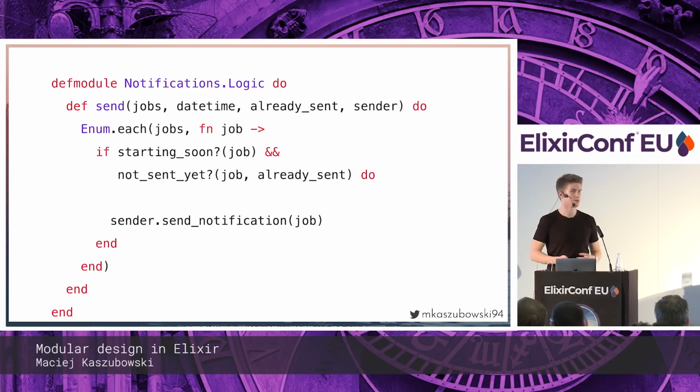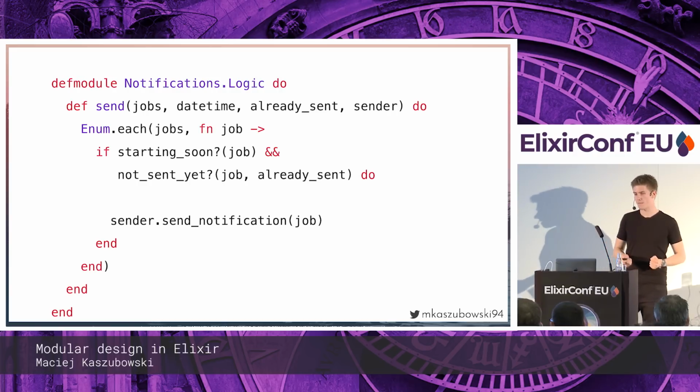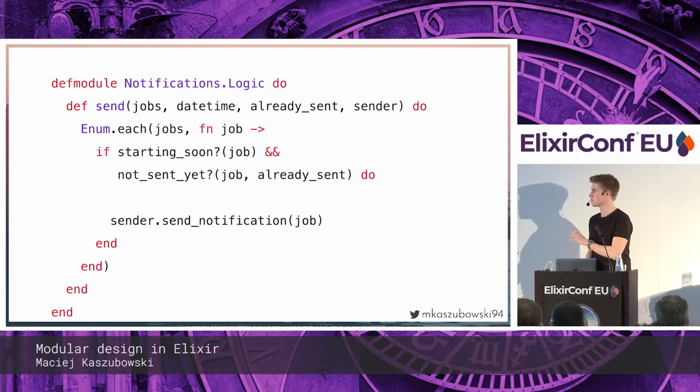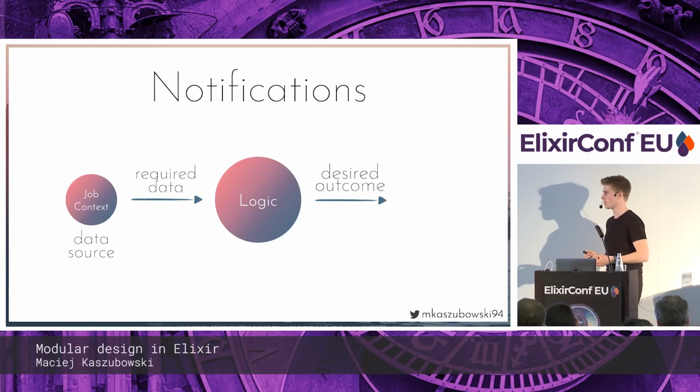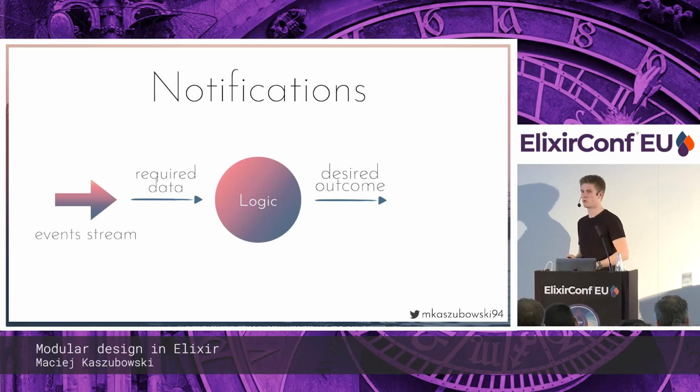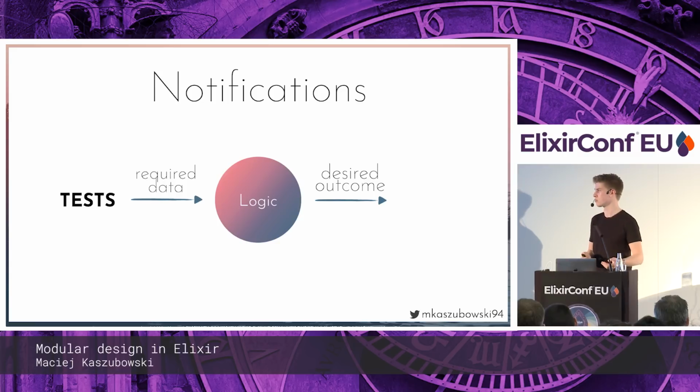Here it is. And it iterates through the list of jobs, checks whether the conditions are met, and calls a function. And by extracting these simple functions, we've basically isolated the logic from the data source, which means that when working with this module, we can do what we do right now, so use the job context, but we also can switch later if we need to, to some kind of event stream. We can use a database table, and what's nice, we can use just test code to provide the data.